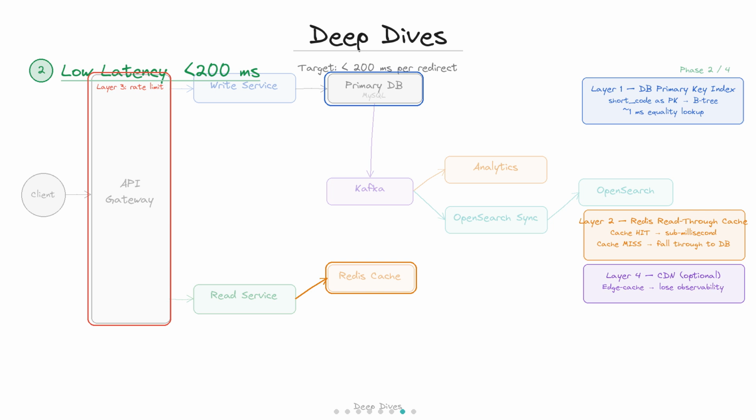For users spread across the globe, even a fast origin server in US East adds latency for someone in Southeast Asia.